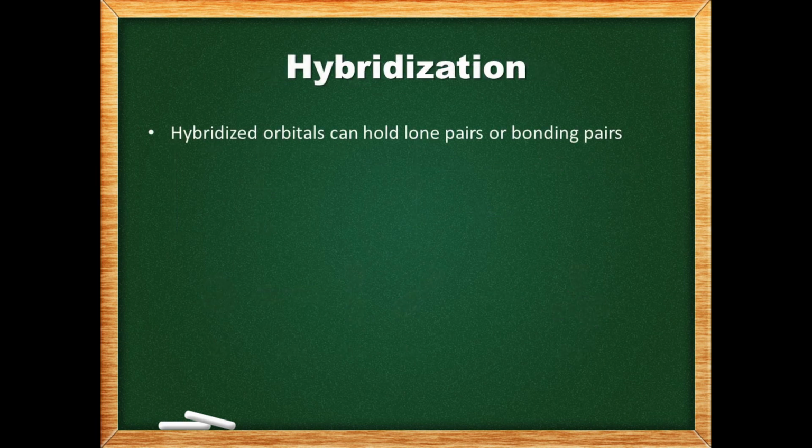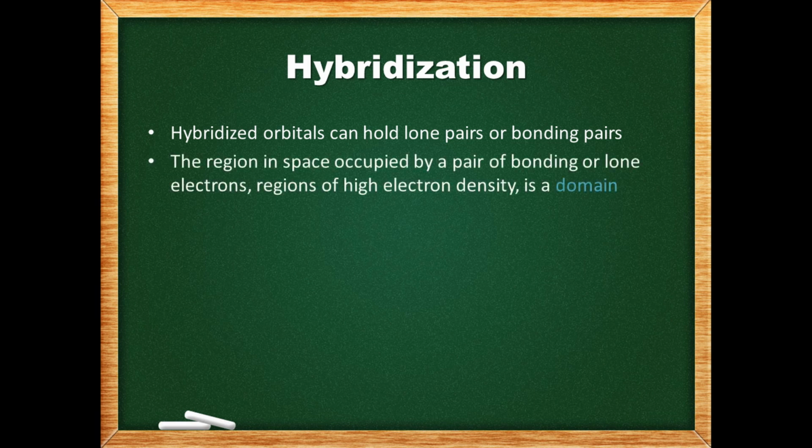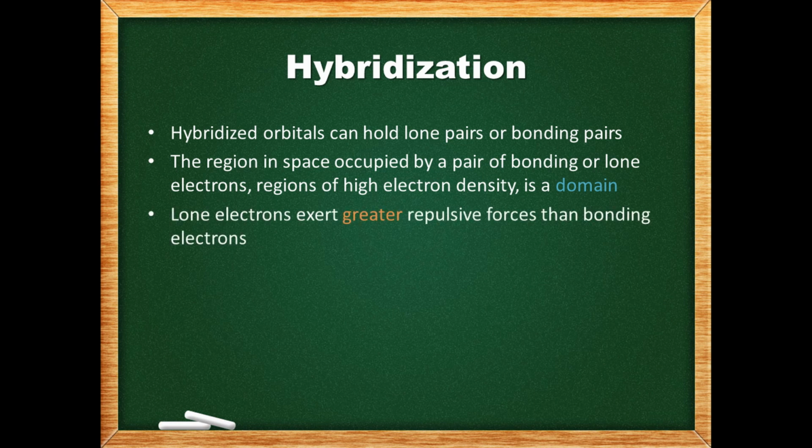Some notes on hybridization. Hybridized orbitals can hold lone pairs or bonding pairs. We'll see this in some examples later on. We call the region in space occupied by a pair of bonding or lone electrons, regions of high electron density, a domain. As mentioned earlier, lone electrons exert greater repulsive forces than bonding electrons.